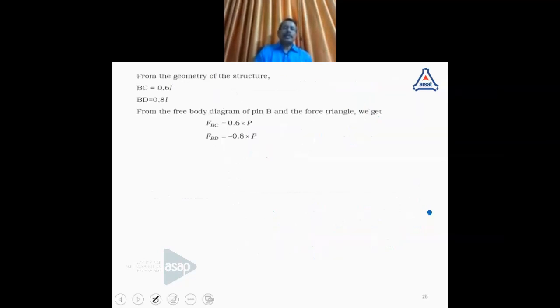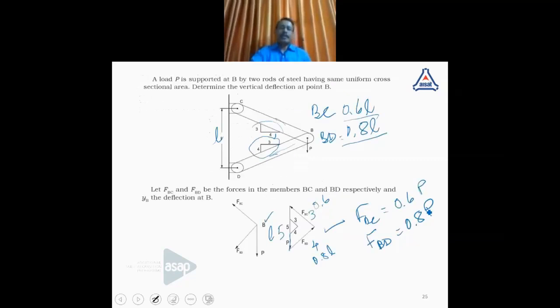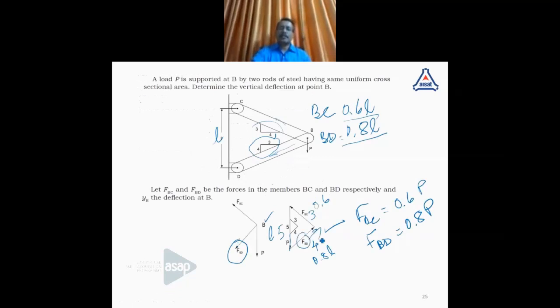FBD is acting in the downward direction. The direction also we have to consider. BD is actually acting in this direction, but we have taken it as the opposite direction. That is why we have to use minus 0.8. For the construction of this triangle, we have reversed that direction.